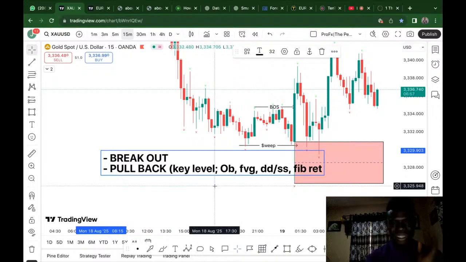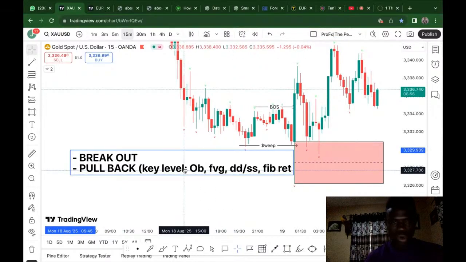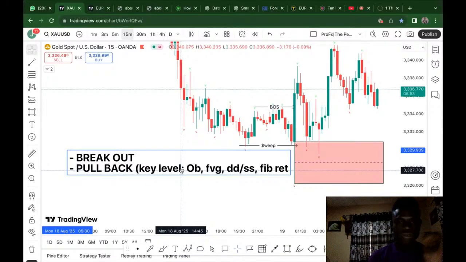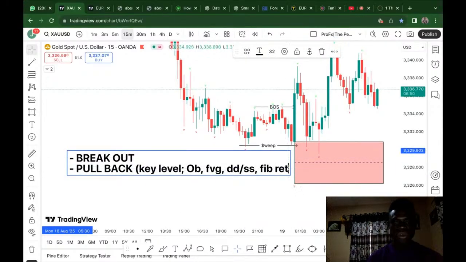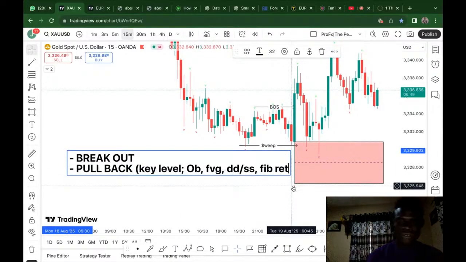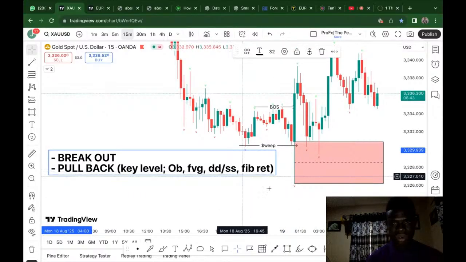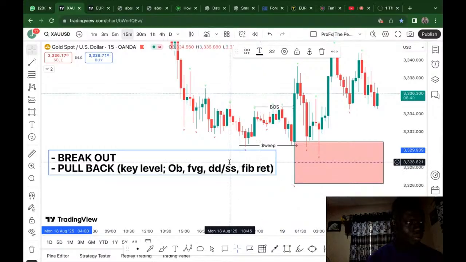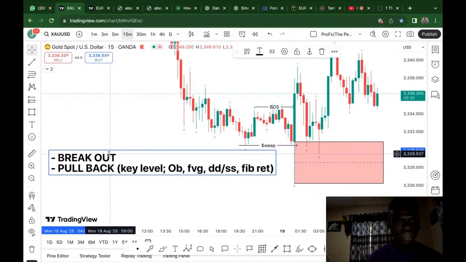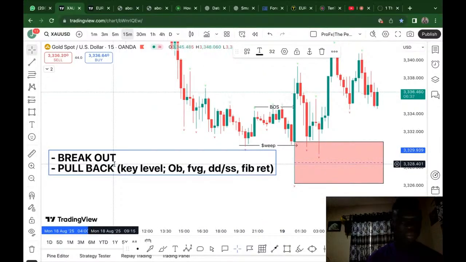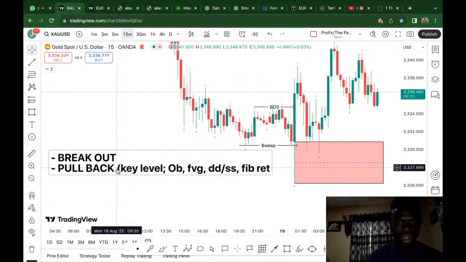This is consistent till Jesus comes. Your key levels don't change. Either you are using order block, or Fibonacci retracement, or demand and supply, or any of these, it's fine. So breakout and pullback, breakout and pullback.